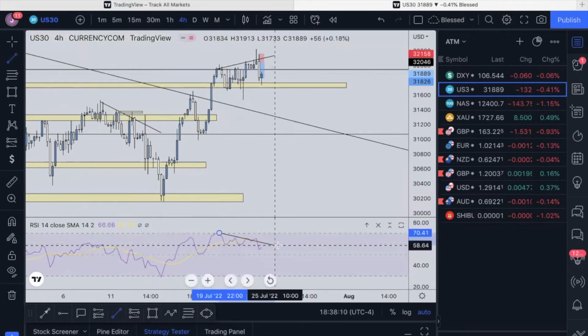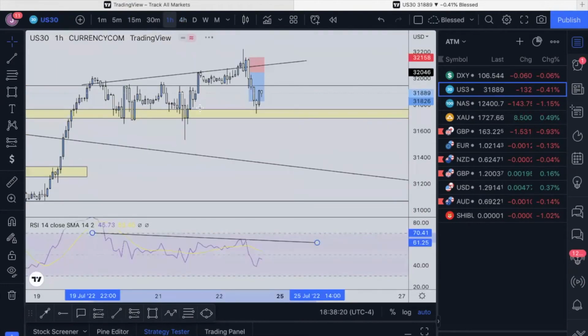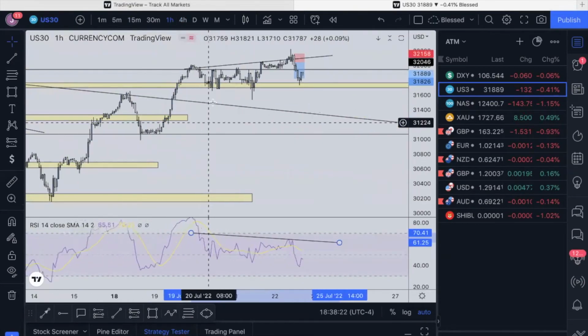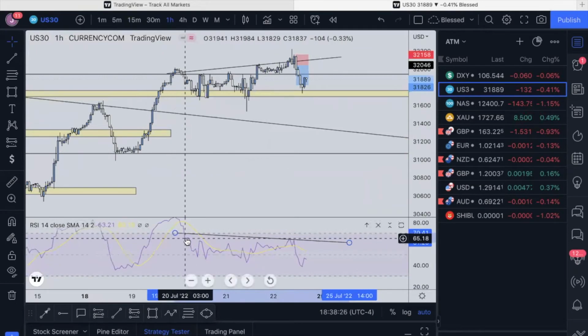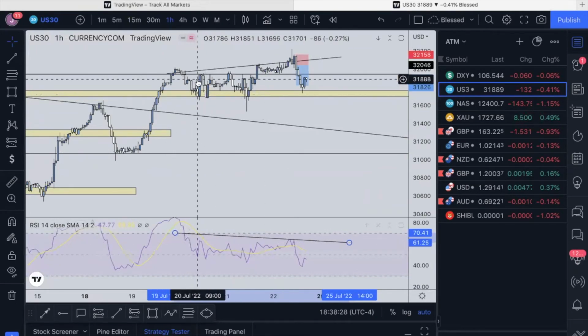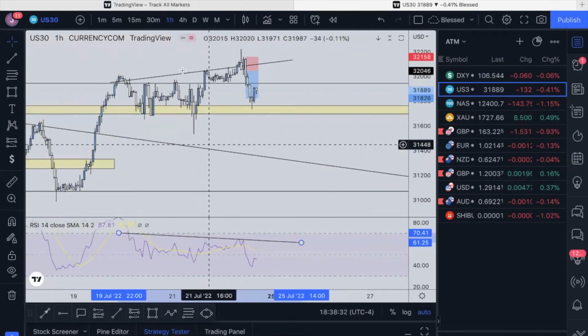But because I knew Nas was selling and showing selling pressure, that kind of gave me an indication that US 30 would sell as well. So you could use these correlations to your advantage as well. So that's what I did. My RSI was showing me that the strength of the market was showing sells. So this was the early indication that US 30 could fall as well.